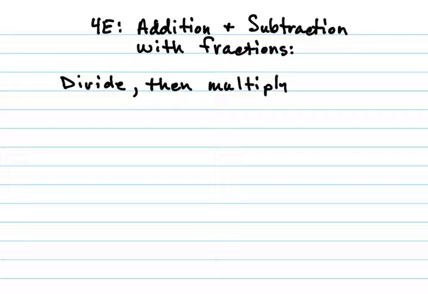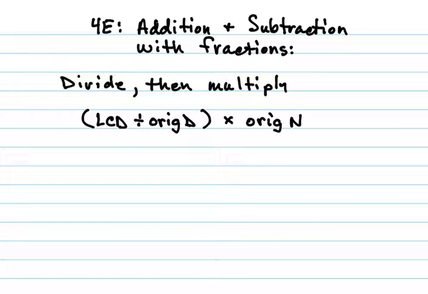Right? And remember the things you're dividing. You're taking the LCD divided by your original denominator. And I'm putting it in brackets because that means you need to do it when? First. And then you're going to multiply that times your original numerator. And that's going to give you your new numerator. Remember that? That's how we change the denominators.